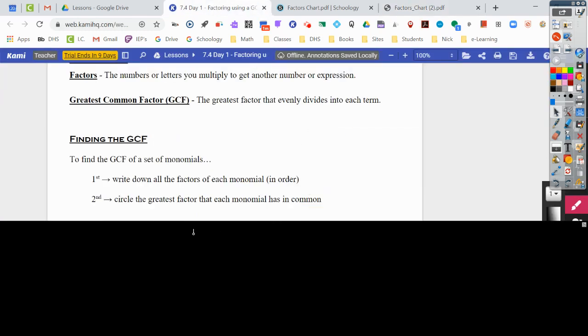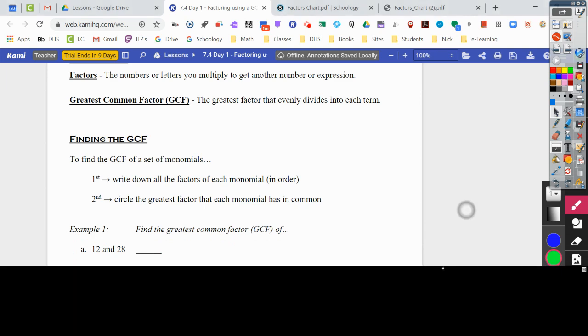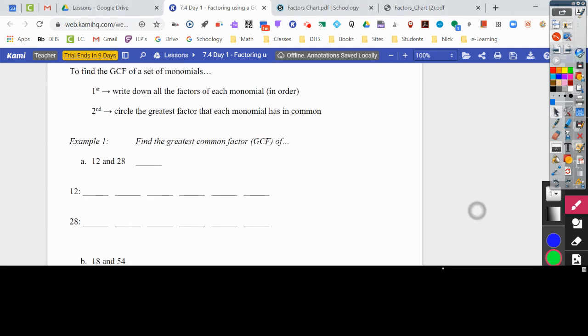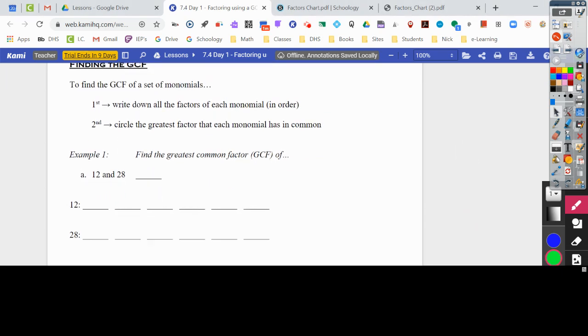And once we list out all factors, we're going to circle the greatest factor that each monomial has in common. You'll see a little more what I'm talking about as we do these examples. Now, this is where you want to write this example down and write what I write if you do not have a printed version of these notes, okay? So here we go.